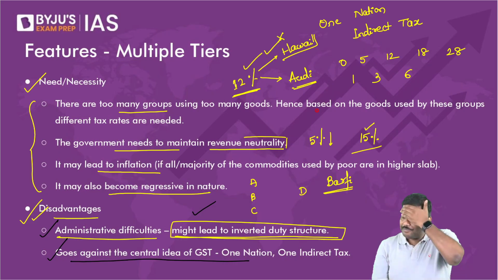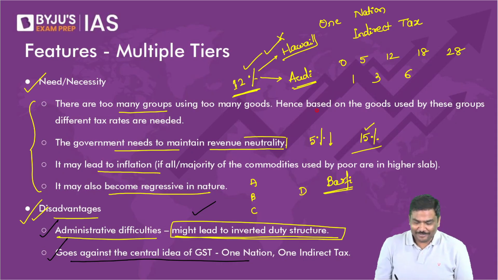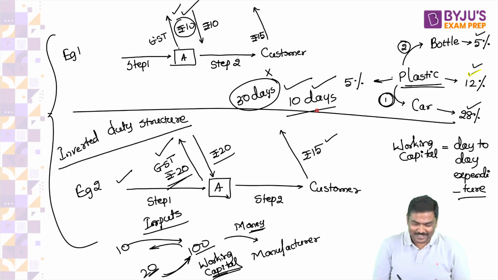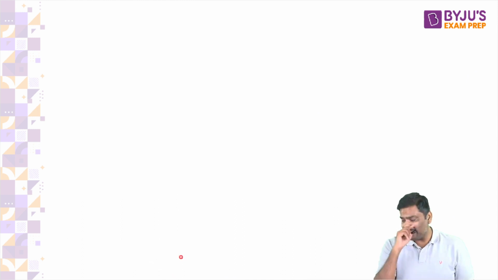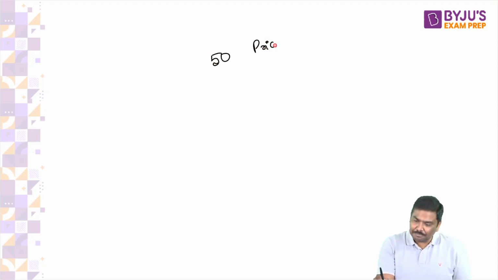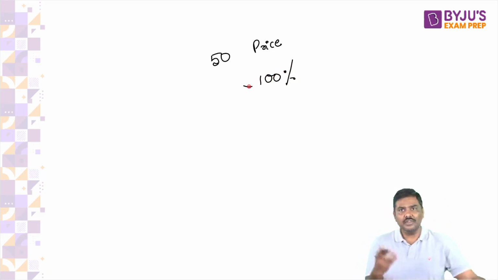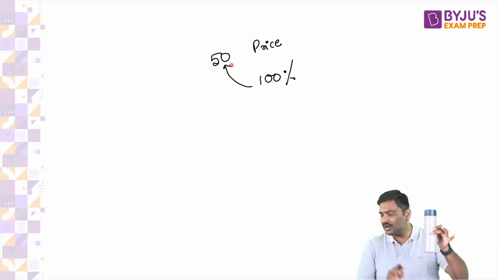Arey baba, so tax rate is 50%? Great. Those who are saying the tax rate is 50%, focus on the CSAT paper as well. If your price is 50 rupees and the tax rate is 100%, how much will be the tax? Arey baba, it's a very simple calculation. Don't make a mistake here also.